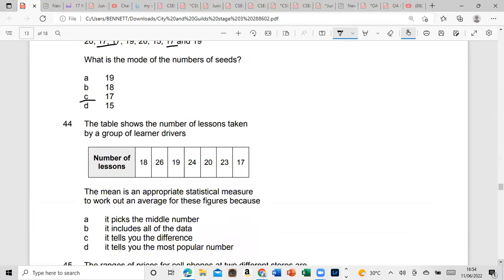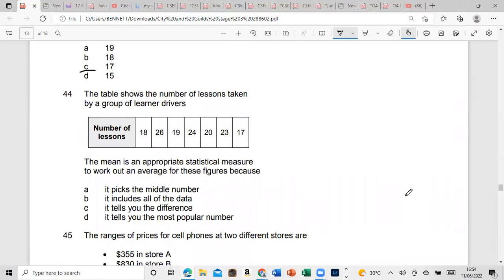The table shows the number of lessons taken by a group of learner drivers. The number of lessons: 18, 26, 19, 24, 20, 23, and 17. The mean is an appropriate statistical measure to work out an average for these figures because it includes all the data. That's what we get with the mean: we add up all of them and divide.